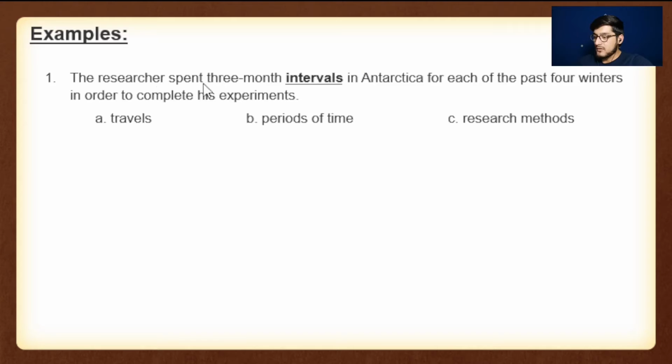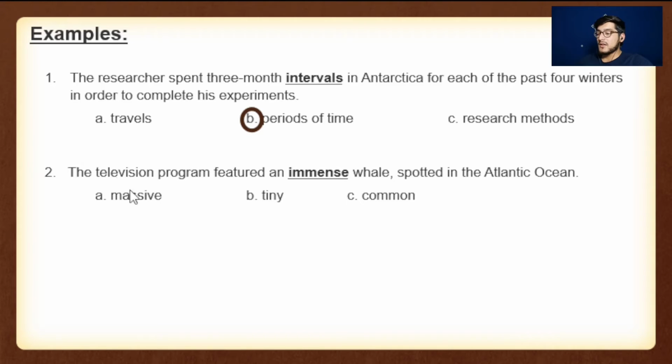We have the verb spend here. As far as we know, travels are not something expendable. So we know that the only thing that is expendable here is time. And it's obvious that option B is the closest in meaning to intervals, because the three-month adjective cannot be used for the research methods and the verb spend cannot be used for the travel. So that only leaves us with option B.